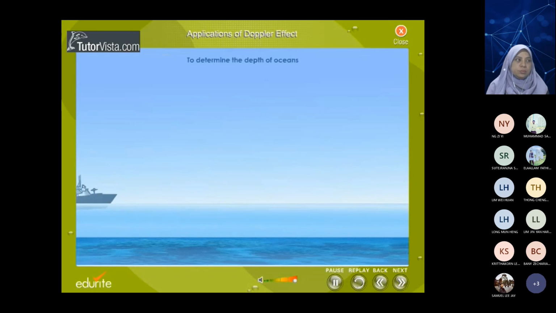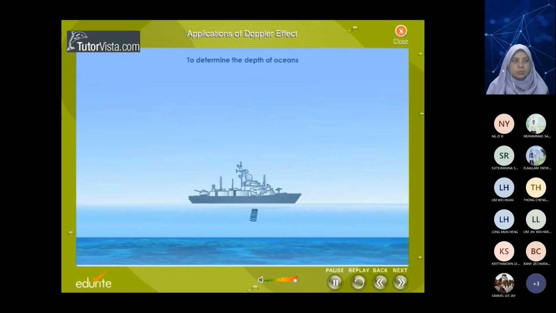To determine the depth of oceans, we can apply the Doppler effect for estimating the depth of the oceans. For this, we make use of sonar. A transmitter from a ship transmits sound waves towards the ocean floor. These waves are then reflected by the ocean floor and are received by the receiver. Note the time taken by the waves to come back to the source. Now we can estimate the depth of the ocean by using the formula d = v × t / 2, where v is the velocity of sound waves and t is the time taken.